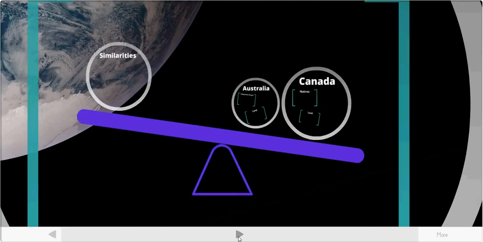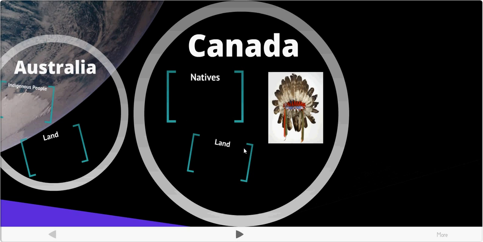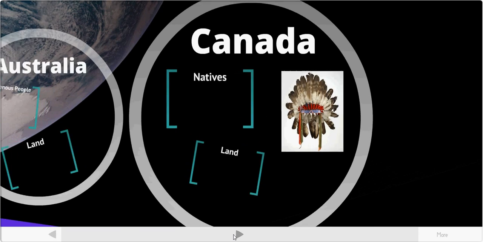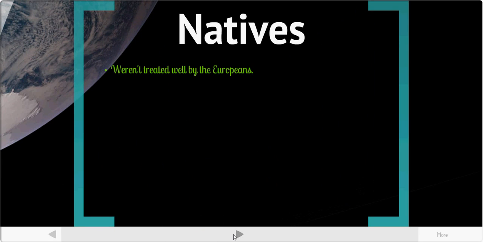History. So Canada, as you can see, that's a native headdress. They weren't really treated very well by Europeans. I'll explain that a little bit later. They used the land very well, so they grew crops and stuff like that, but they weren't as developed as Europeans. They didn't have as advanced tools and stuff.